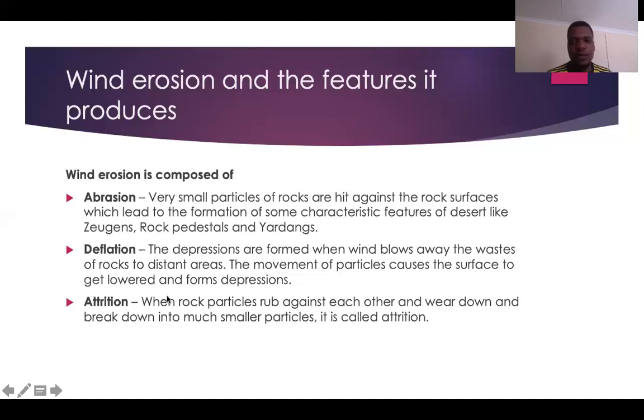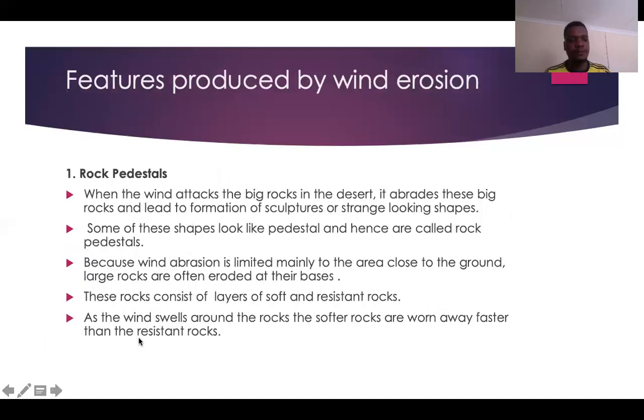And attrition, if you remember attrition in river processes, this is basically when the load that is being carried by the river strikes against each other. So in this sense, attrition is when the rock particles that are being carried by the wind rub against each other. And when they do that, they wear down and break down into smaller particles, which we call attrition.